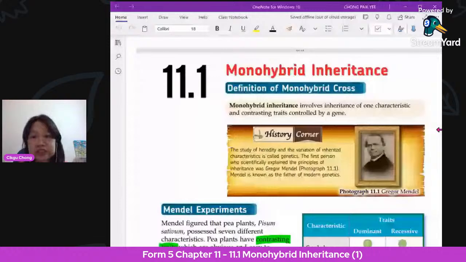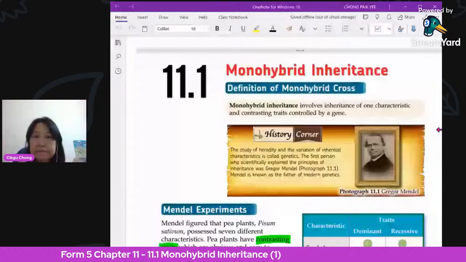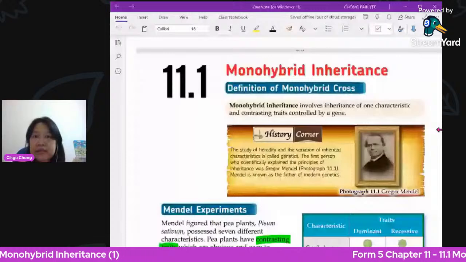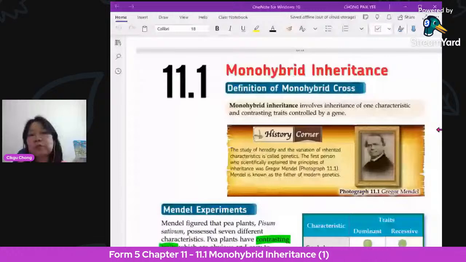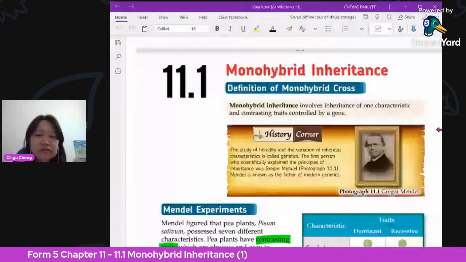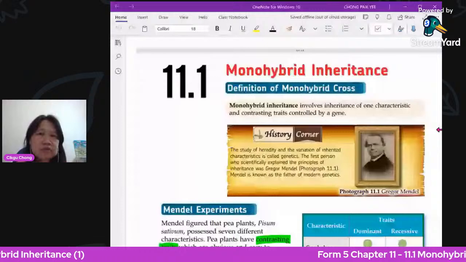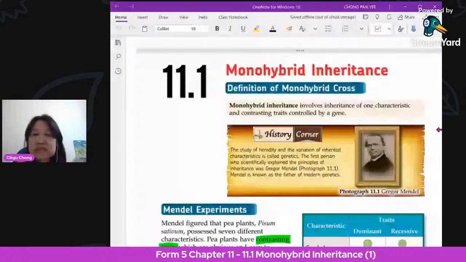Inheritance is what we say in Mandarin, or in Chinese, 遗传. Monohybrid, I'll leave it for the next lesson, so don't worry. When you talk about inheritance or genetics, you must not forget a very important scientist. He's called the father of modern genetics, the father of genetics. His name is Mendel, Gregor Mendel.